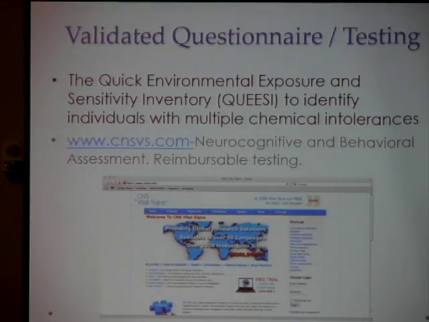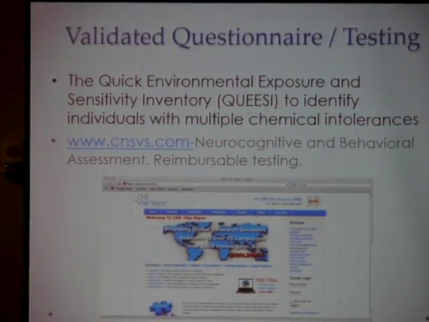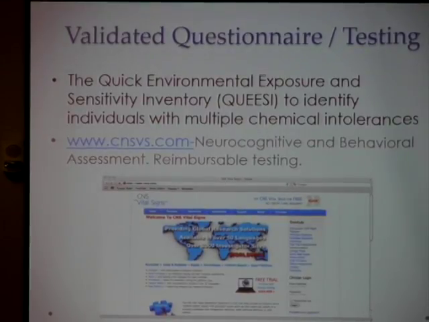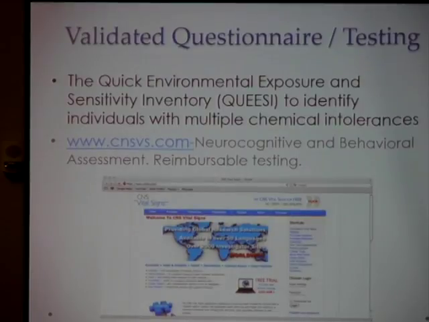If anyone is interested in using validated testing or validated neurological testing, this is a good resource that you can download. What is really great about this website is they have different computerized assessments that your patients can do online, and it is reimbursable by insurance with certain CPT codes. So you just contact the company and they can walk you through that if you're interested in incorporating validated testing.